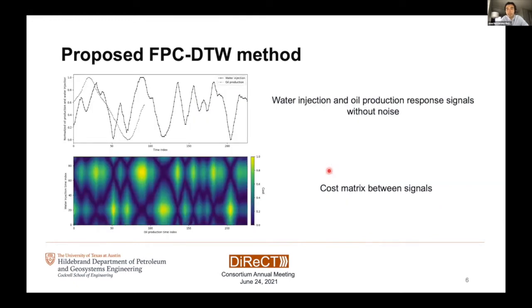So this is just some graphics of our method. Here we have an example of a normalized water injection and oil production response without any noise. So this is just two noise-free signals. As I mentioned before, the first step was to construct our cost matrix between the two signals. This is just the distance between each single point from the two signals.